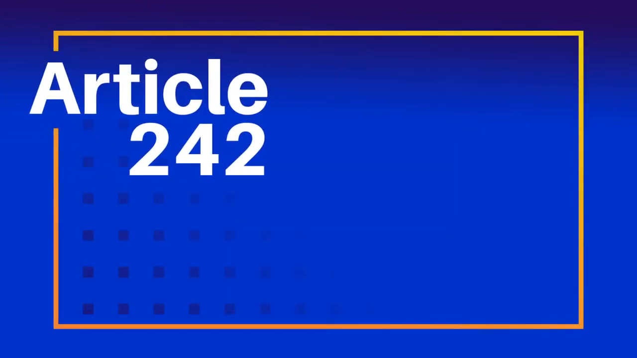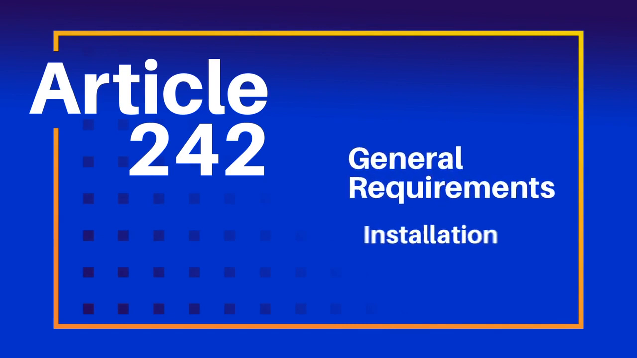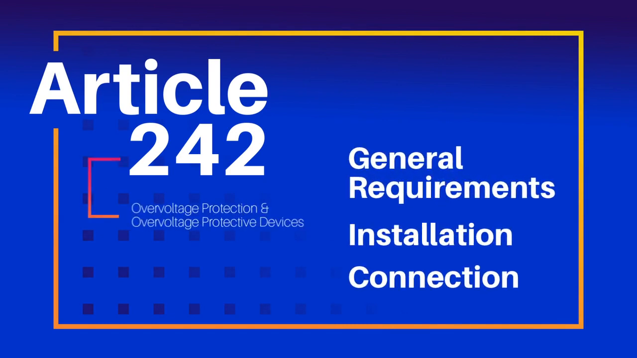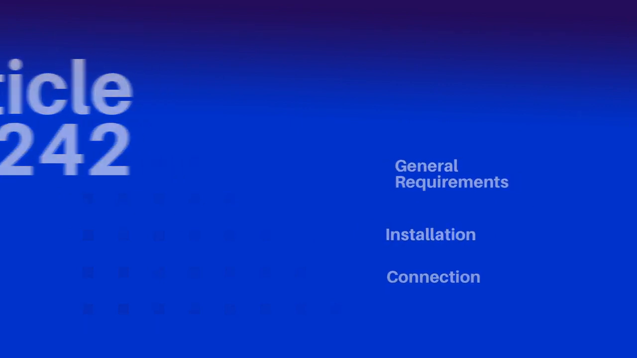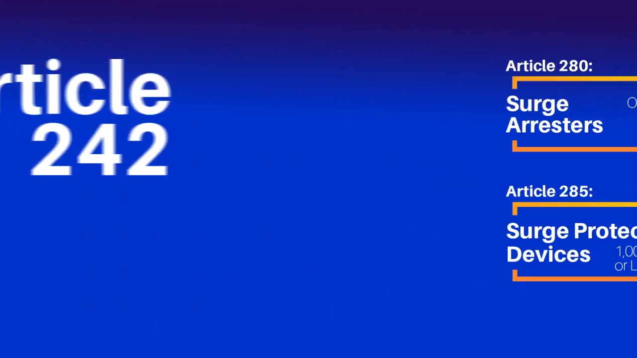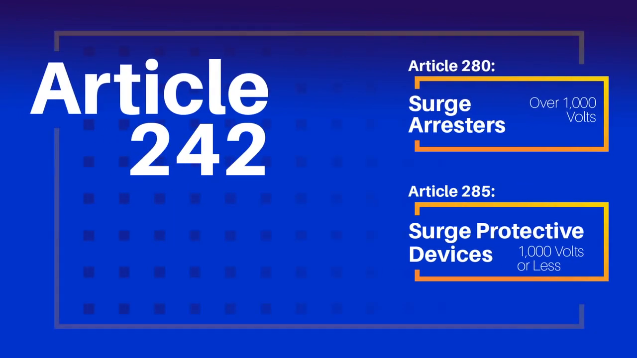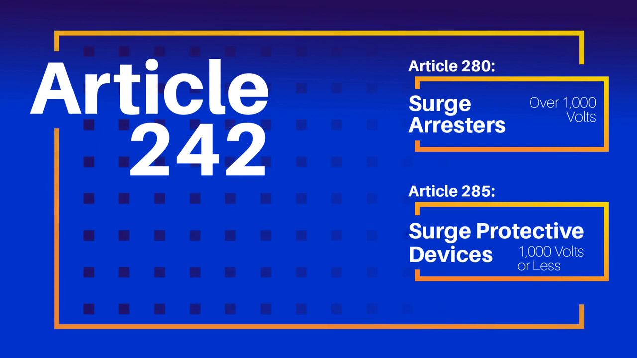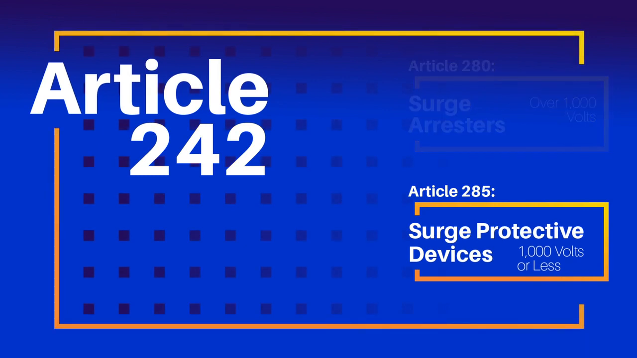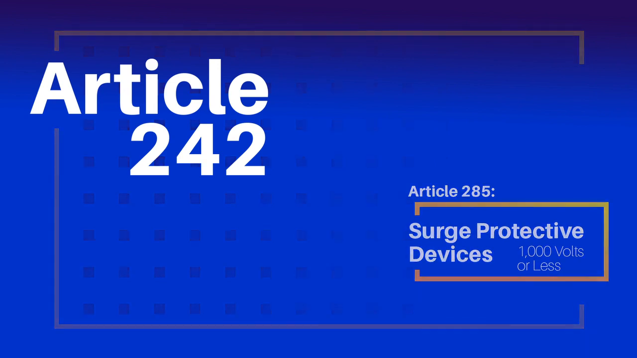The code sections of Article 242 cover general requirements, installation, and connection for overvoltage protection and overvoltage protective devices. Many of the sections had previously been located in various articles, including Article 280 for surge arresters over 1,000 volts and Article 285, surge protective devices for 1,000 volts or less.